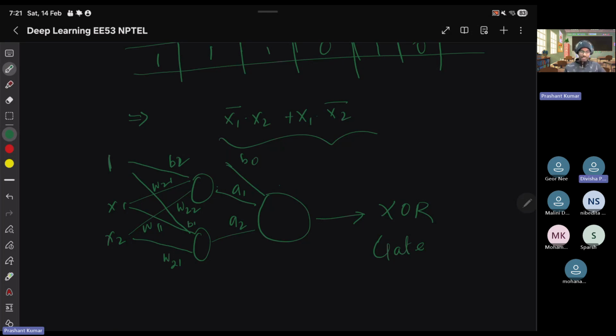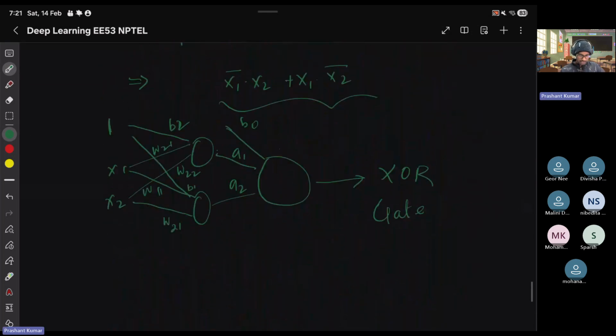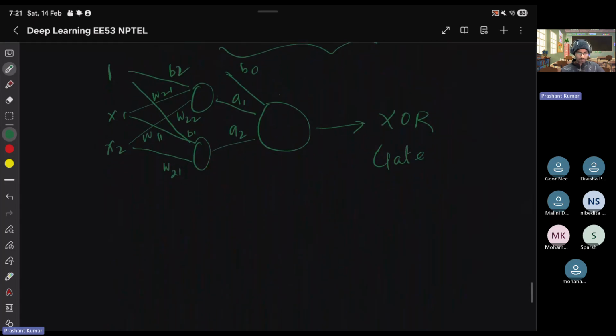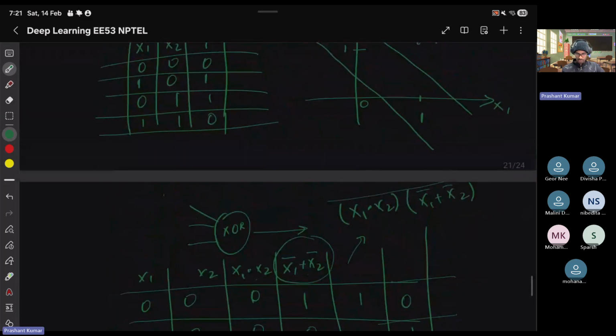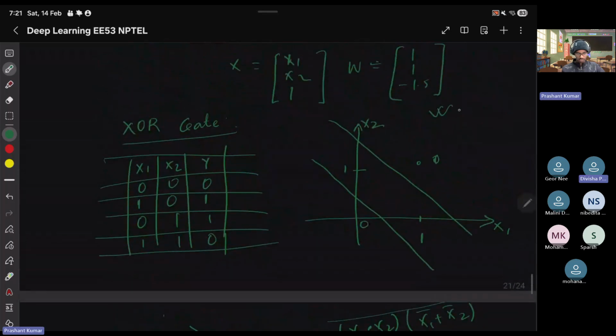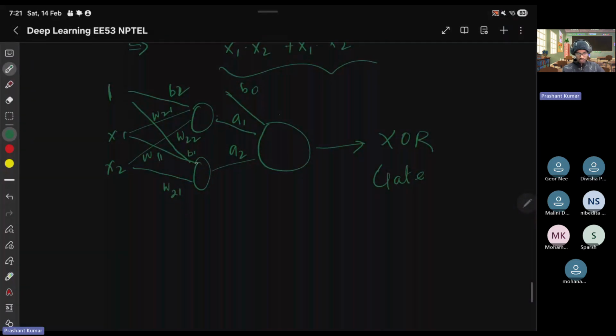So the idea is that these perceptrons are linear perceptrons, and if you want to classify something that is not linear, you will need more than one layer. So you call this layer one and this layer two. To create the non-linearity, you need more than one layer, in the case of linear perceptron.